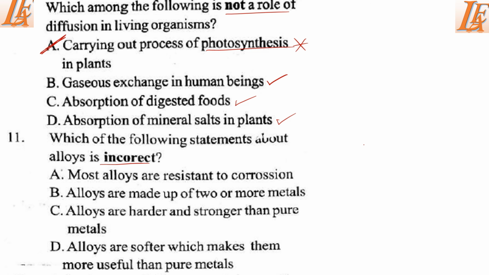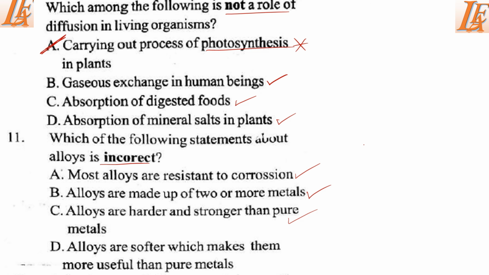A, most alloys are resistant to corrosion. This is correct. It's even in the definition. So this one is correct. B, alloys are made up of 2 or more metals. This one is correct, and it's there in the definition the way we have defined it. C, alloys are harder and stronger than pure metals. This one is correct. Then D, alloys are softer, which makes them more useful than pure metals.